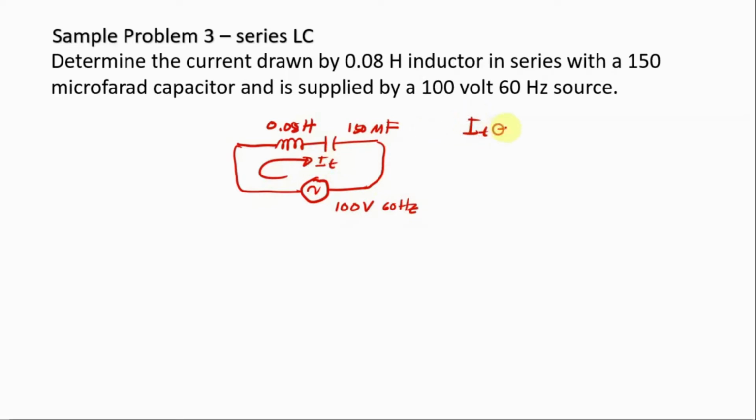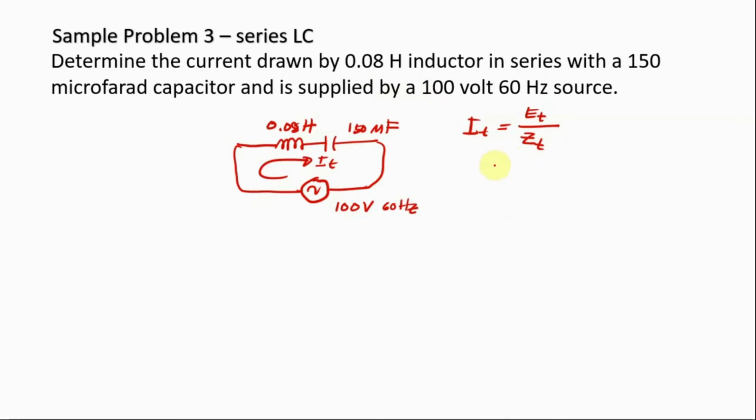Again, we have this formula by Ohm's law that the total current is the total voltage divided by the resistance or the impedance, since it includes not only the resistor but also the inductor and the capacitor. Now we have here a series connected inductor and capacitor without resistor. To be able to solve for the total impedance, we have to get the reactances.